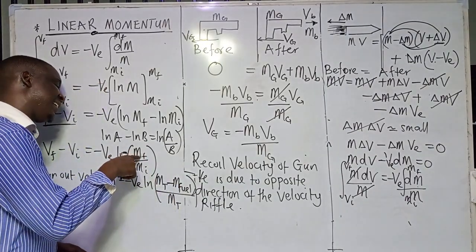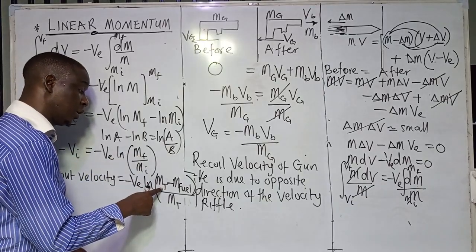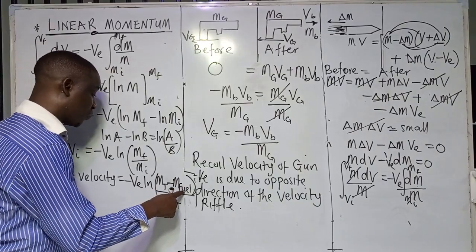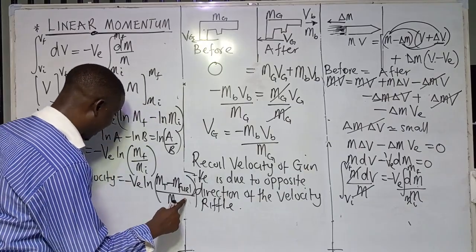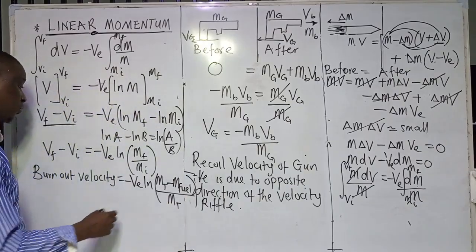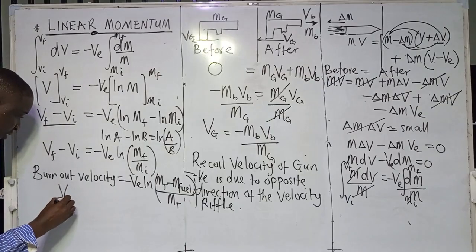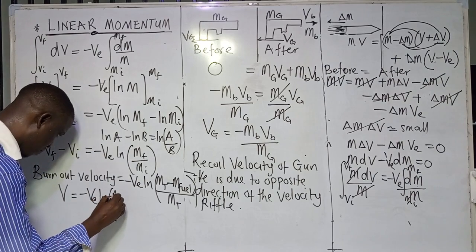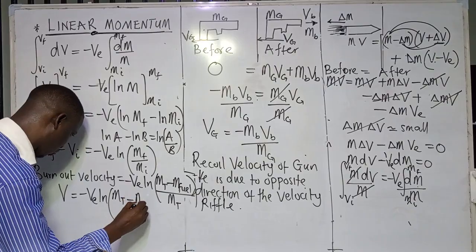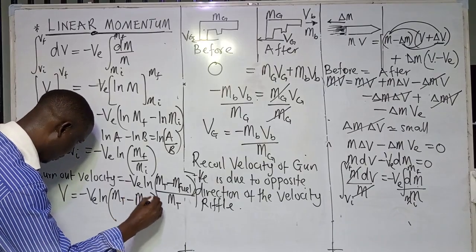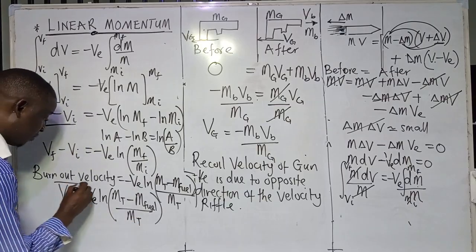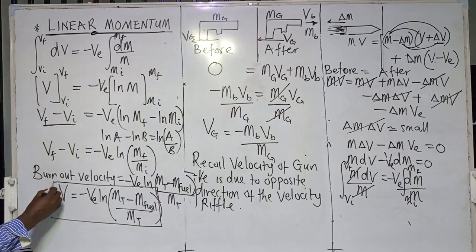So the M final is the mass of the rocket and the fuel, which is mass of total minus mass of fuel, over mass of rocket and the fuel. So this is the formula. So we can write it, just circle it. You might not take all other things, but take this one. Mass of total minus mass of fuel over mass of total. So this is the formula to use for rocket.